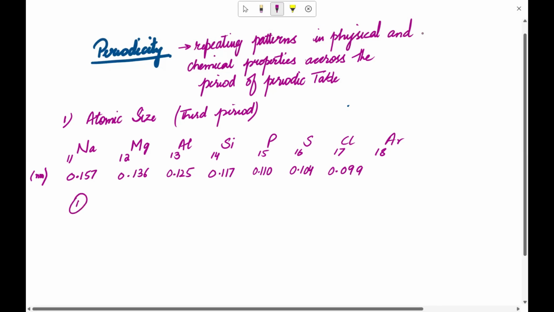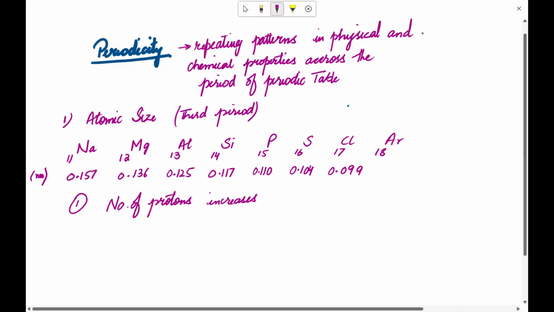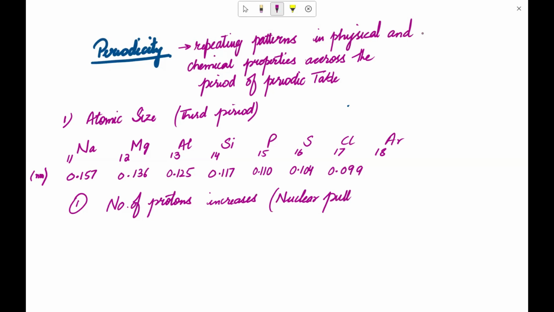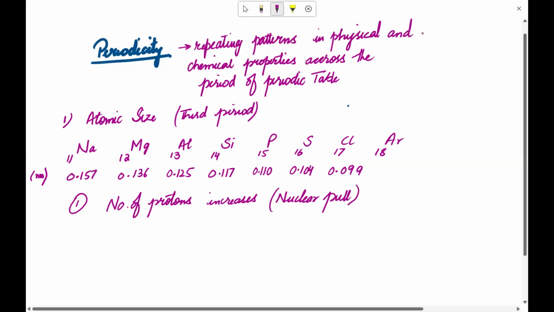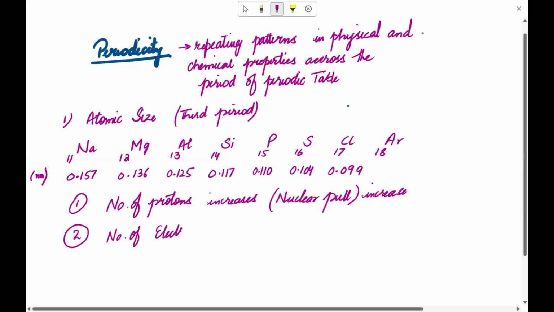First point is that we can see that the number of protons increases. So what happens when the number of protons increases? Then the nuclear pull towards the outermost shell electrons, which are called valence shell electrons, would also increase, okay? As we know the number of protons is increasing, so nuclear pull will also increase. The second point is that the number of electrons increases by 1. Sodium has 11 electrons, magnesium has 12 electrons, aluminium has 13 electrons, okay? So the number of electrons is also increasing.